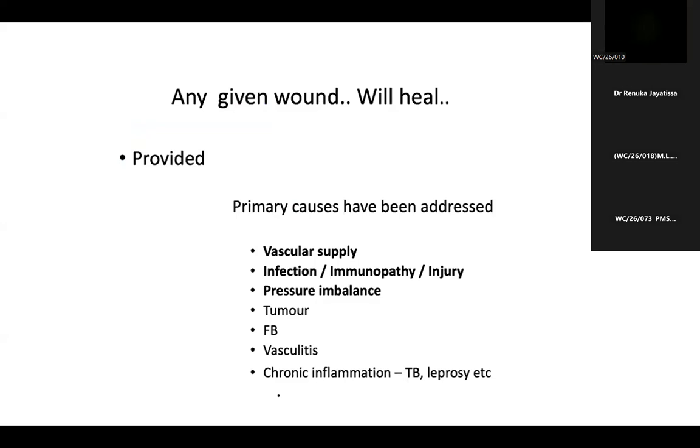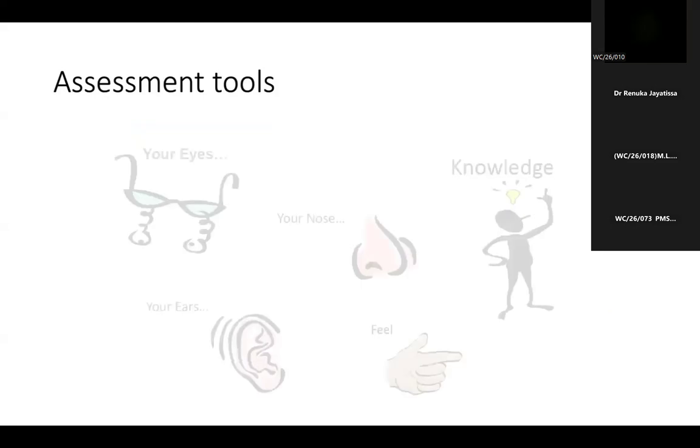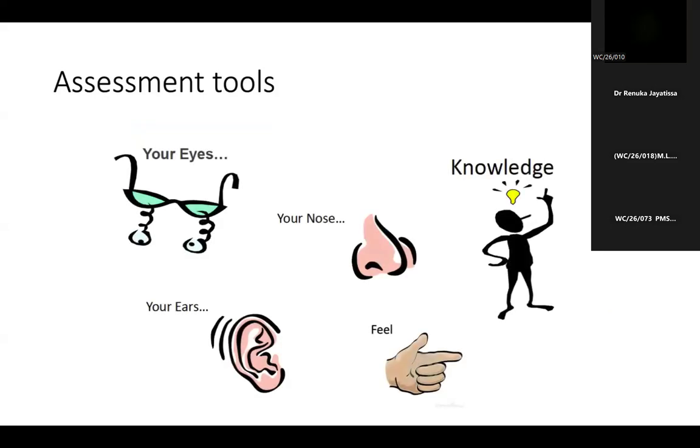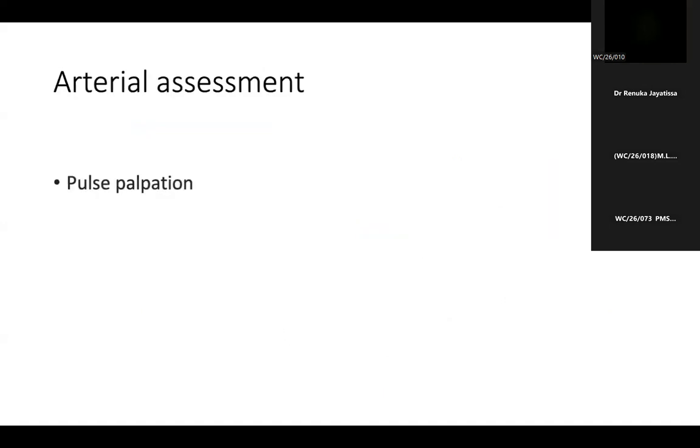Essentially, the three most important things are the vascular, the infection or the injury, and the pressure imbalance. These have to be sorted out before you do anything else. How you assess for these things, you'll find out later on. There's a hands-on session where you can see all these things as well. You've got to use all the tools in your resources to try and figure out what is going on. Arterial assessment is very important.